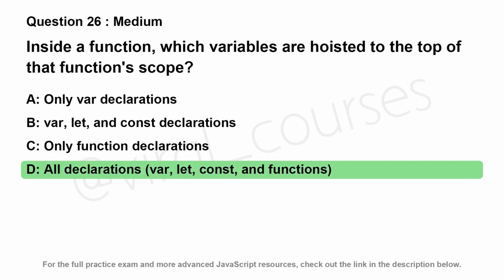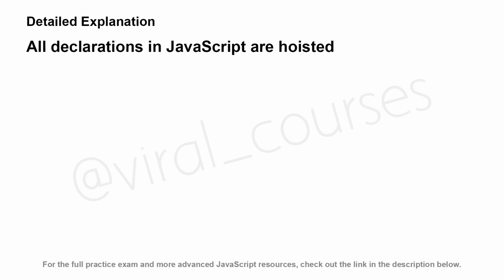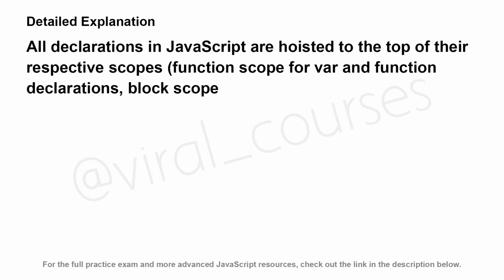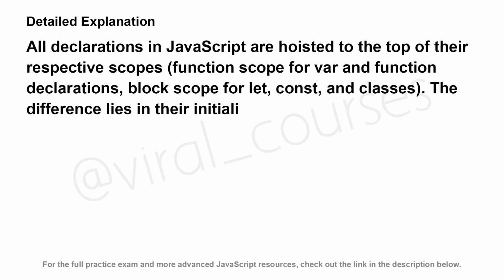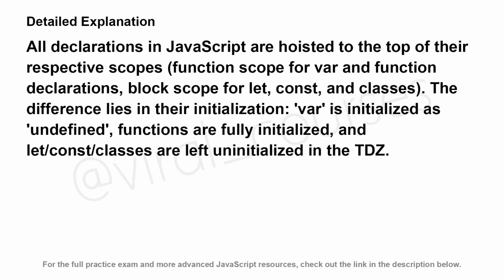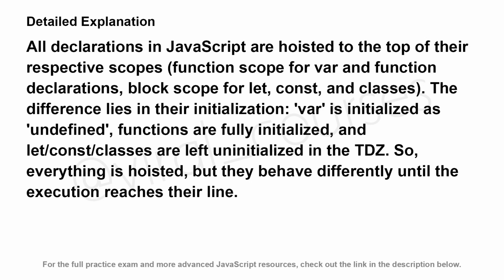The correct answer is D. All declarations in JavaScript are hoisted to the top of their respective scopes. Function scope for var and function declarations. Block scope for let, const, and classes. The difference lies in their initialization. Var is initialized as undefined. Functions are fully initialized, and let, const, and classes are left uninitialized in the TDZ. So, everything is hoisted, but they behave differently until the execution reaches their line.